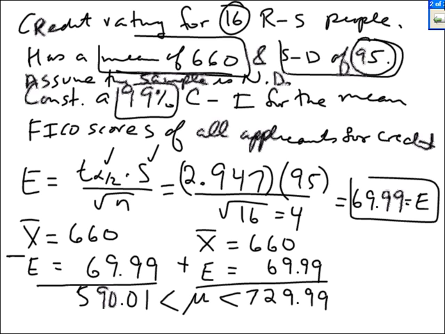And 99% of the time, the true mean will be in between those two numbers in the bottom, 590.01 and 729.99.